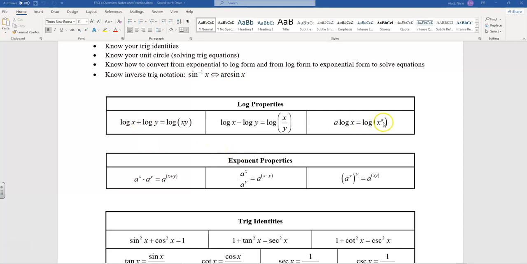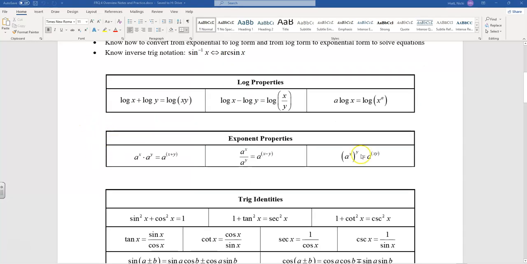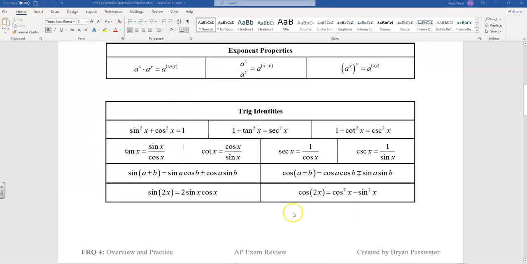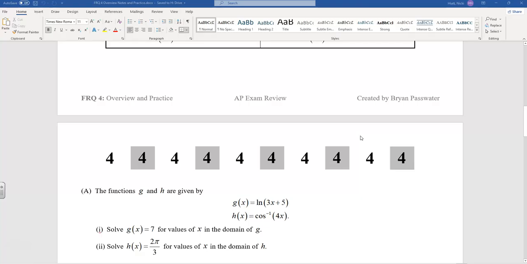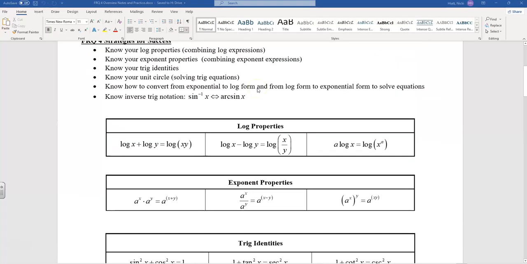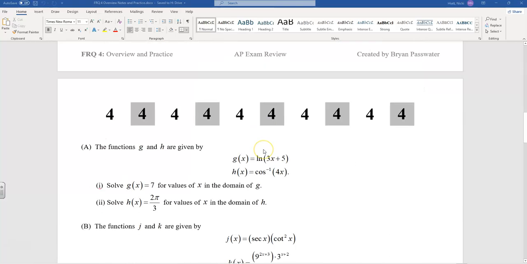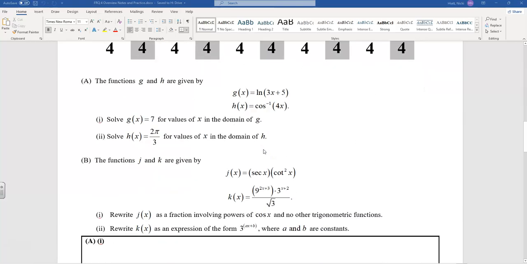Your log properties are here, exponent properties. The trig identities, we just memorized all those and took a quiz on them, so they're all there. For that, we got to know all of those things, and they will be applied in this 4th one. So, let's do a problem. Okay, what they're going to do, this part will have 5 different functions. This only has 4 because it does not have part C in it. We're just focusing on the basics here.